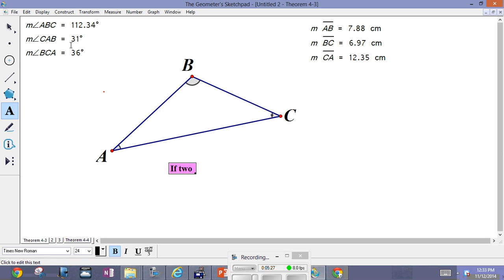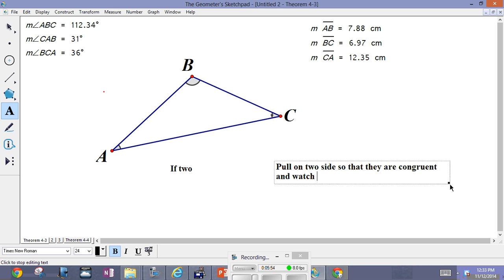Then just go and execute and tell me what you're doing with that. Write a text box and tell me: pull on the sides so the two are congruent, and watch what happens with the angles. Okay, so that'll give you an idea.